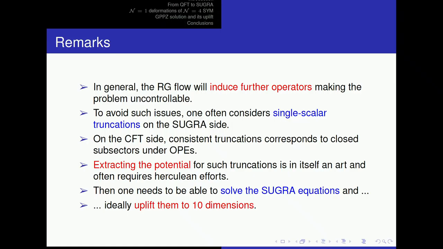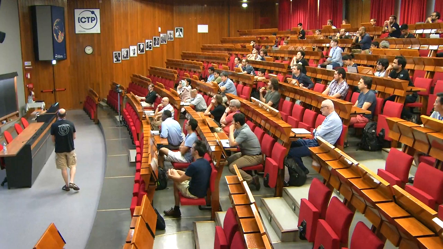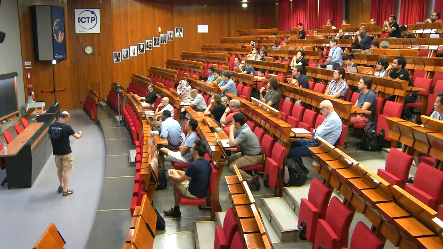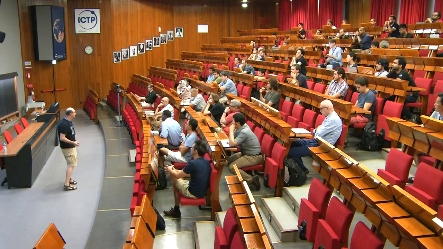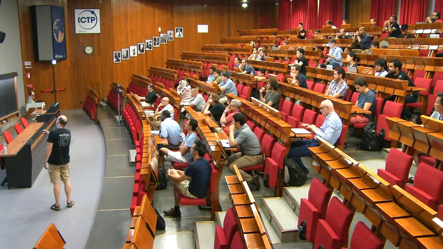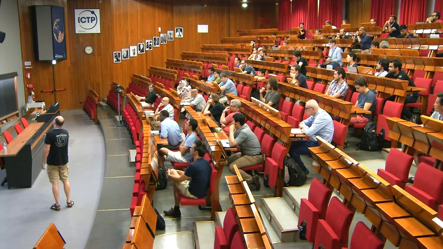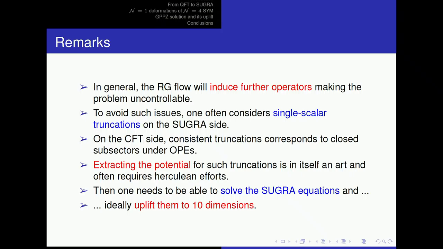This is really an art on its own and often requires Herculean efforts that only a few people on the planet can do. This restricts a lot of what you can do, because it's very difficult to extract the potentials and therefore find the solutions. So most people move to bottom-up approaches: you just postulate the potential and then see what you can get. Now suppose you found the potential, the next step is to find supergravity solutions with these boundary conditions. This will give you some information about the system, but not all information. Ideally, one should uplift this back to 10 dimensions, because the 10-dimensional solution encodes the information about the entire system.